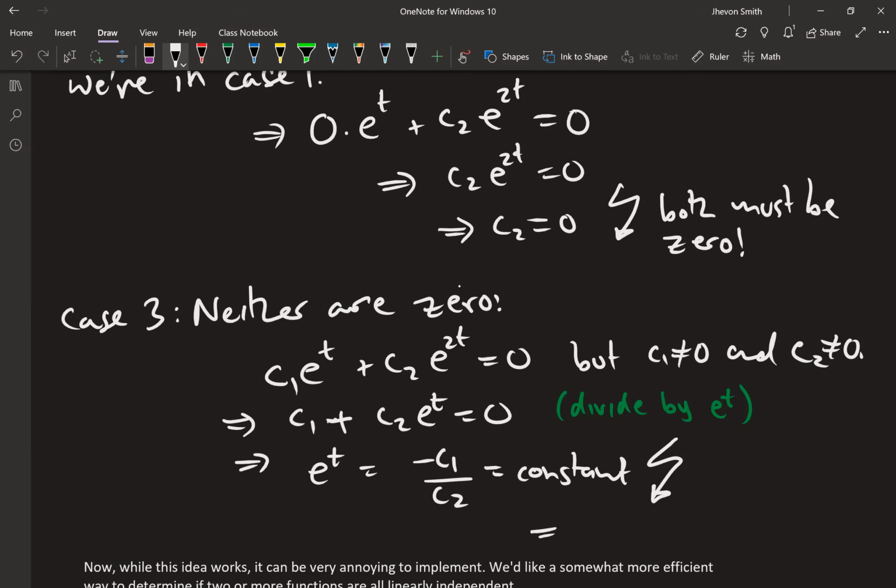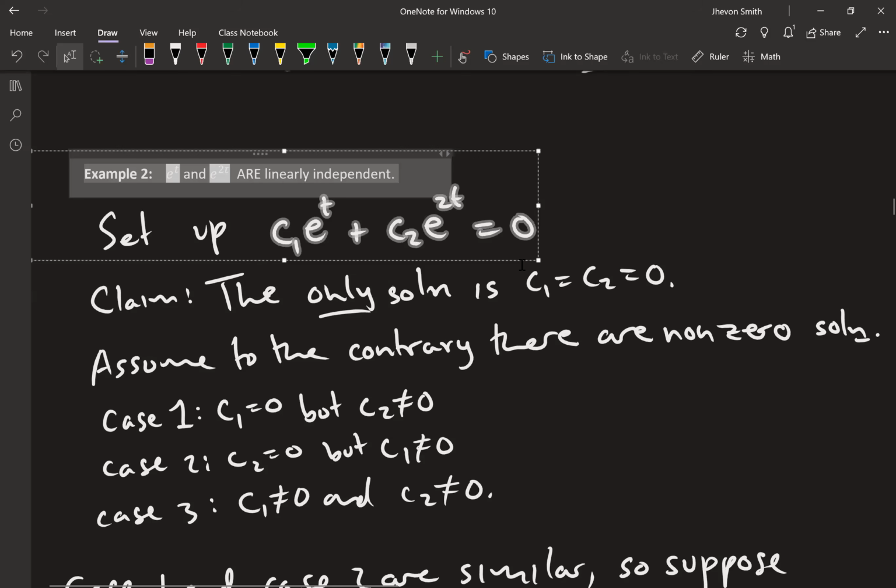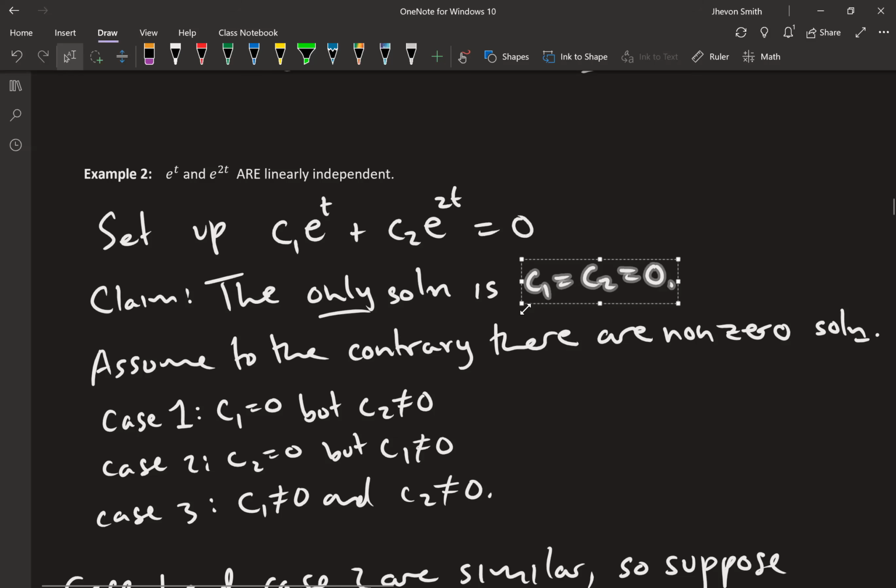So we end up again with both must be 0. So if I have two functions, e to the t and e to the 2t, and I set up this equation, the only solution for that in C1 and C2 is that both C1 and C2 must be 0. What does that mean? It means that neither of these guys are redundant in the sense of being solutions to a differential equation. If you tell me one, it would be very important for me to find the other one. I can't get away with thinking that one of these guys is redundant. They're not redundant. They are what we call linearly independent.